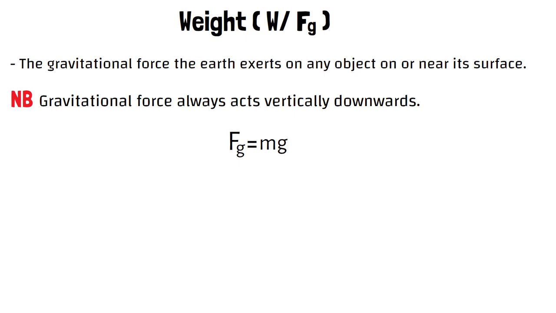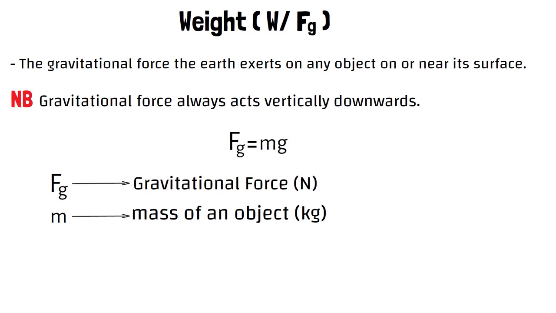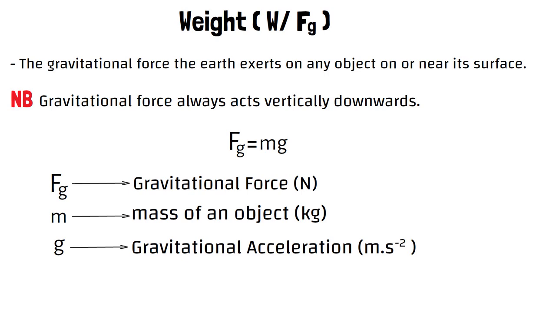Fg is the weight or the gravitational force, measured in newtons. m is the mass of an object, measured in kilograms. Remember, in paper one mass must always be in kilograms. g is the gravitational acceleration, a constant. We know gravitational acceleration from the table of constants at the back, with the formulas, it is 9.8 meters per second squared.